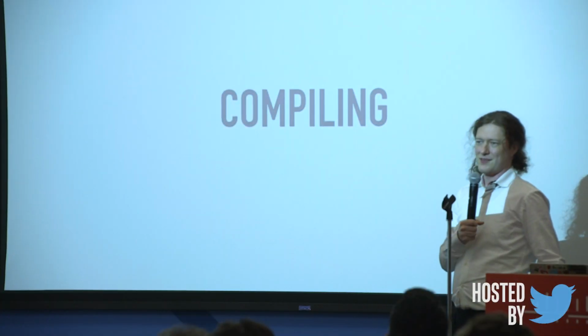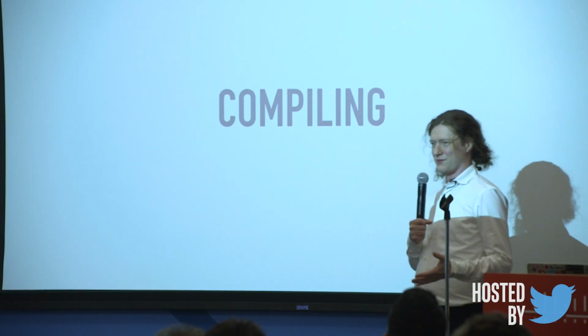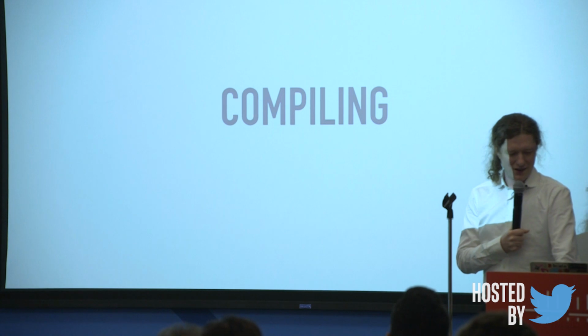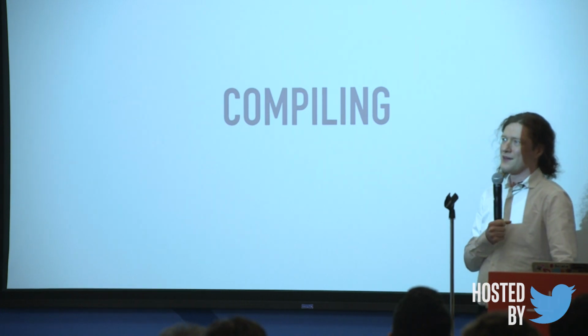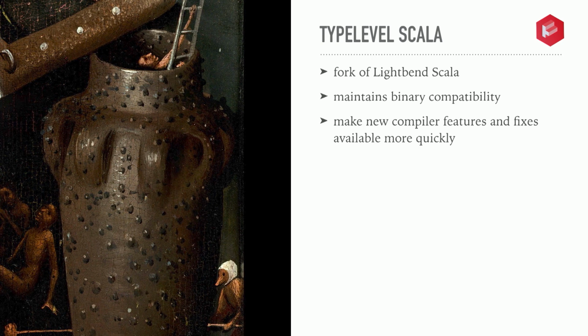So compiling, to get from your code to working software, you have to pass the compiler, at least in Scala. So in this sense, a compiler is yet another tool. And here we have an actual fork, Typelevel Scala, a fork of the main Scala Lightbend Scala compiler, which attempts to maintain binary compatibility, but make new features available more quickly. So if you have a cool idea of what would be great to have in Scala, then you might try to get it into Typelevel Scala first and make it available to those that use it before getting merged into mainline.